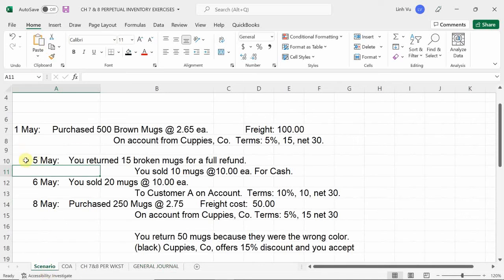So now that I finished the fifth, the next thing that happened was on the 6th, I end up selling 20 mugs for $10 each to customer A on an account. And we gave them some terms. If they can pay me within 10 days, they can receive a 10% discount. If not, the entire bill is due in 30 days. Right? So in this case, we sold 20 mugs at $10 each on an account. Okay?